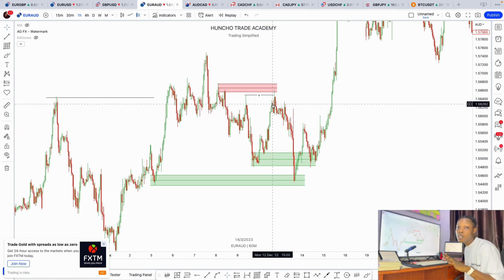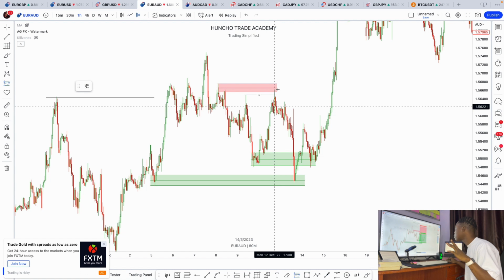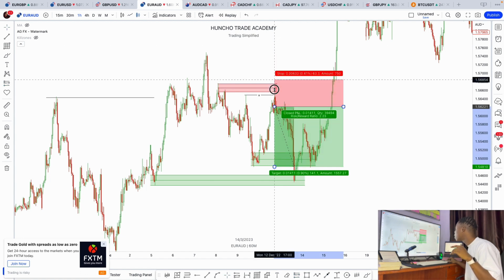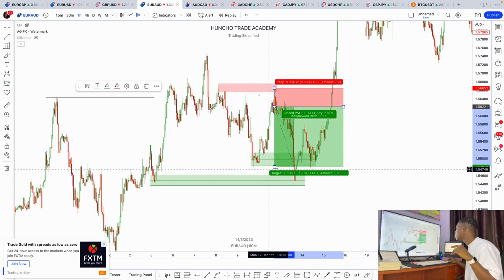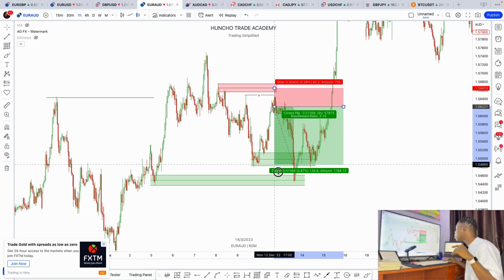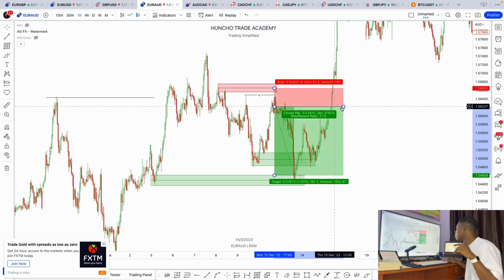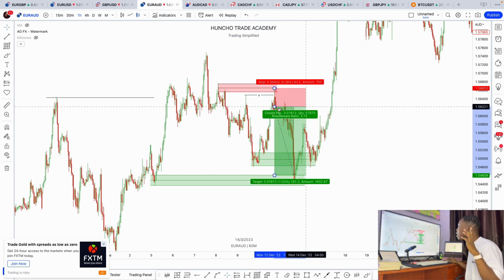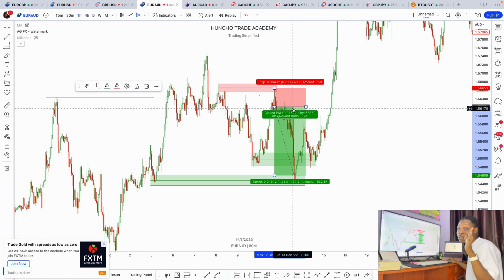I don't just place sell limit anymore. So I wait for this kind of confirmation, then I'll enter the market from here. Then my stop loss around this area, then target here or target here, right? So this is exactly how I trade liquidity and imbalance.